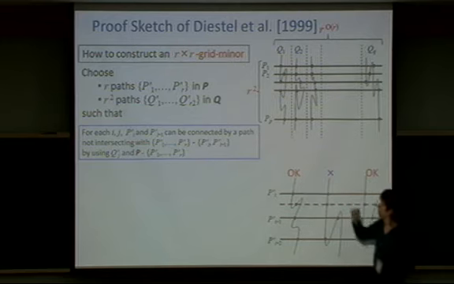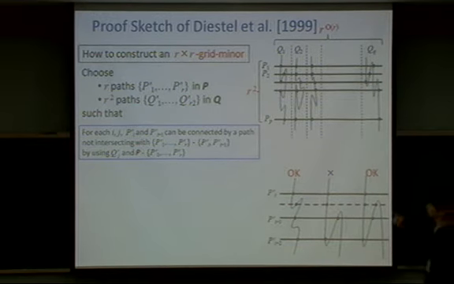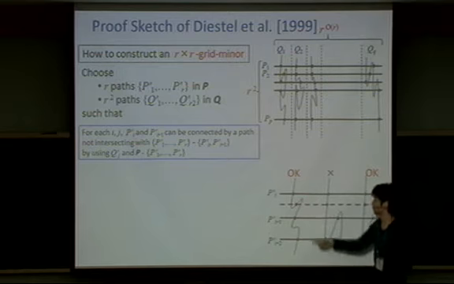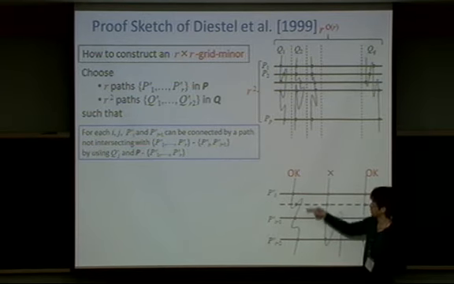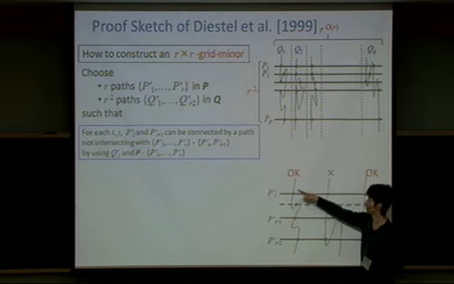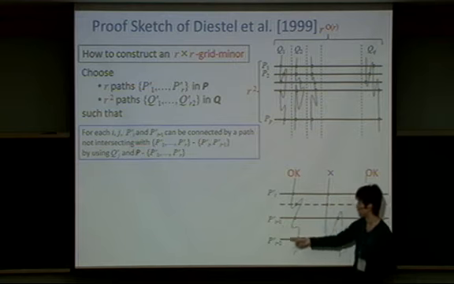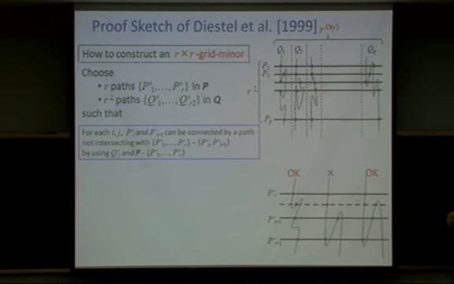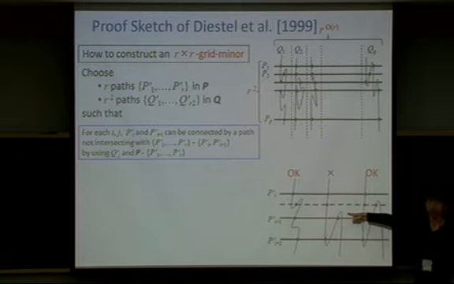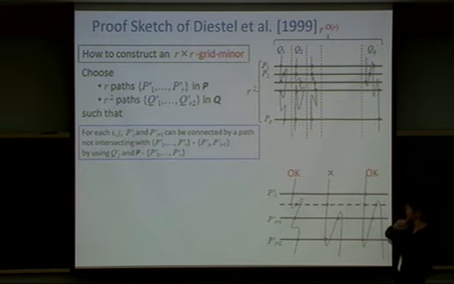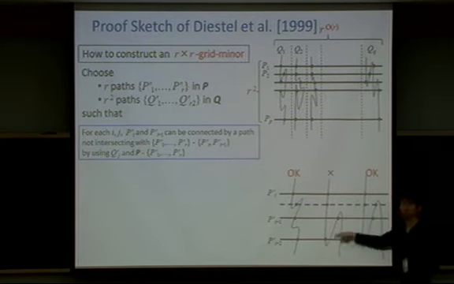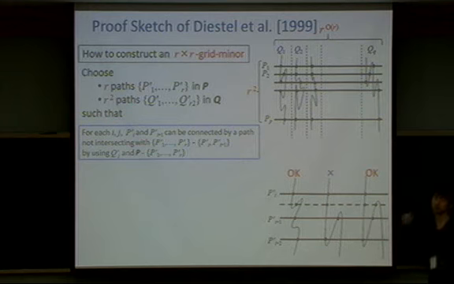So this means that, for example, a vertical path like this is okay, because we can connect two adjacent paths, Pi and Pi plus 1, by using this path like this. And we can connect Pi plus 1 and Pi plus 2 like this. On the other hand, this is a bad case, because we cannot connect Pi and Pi plus 1 by using this path. If we want to connect this one with this one, the path must intersect with Pi plus 2. So this is a bad case.